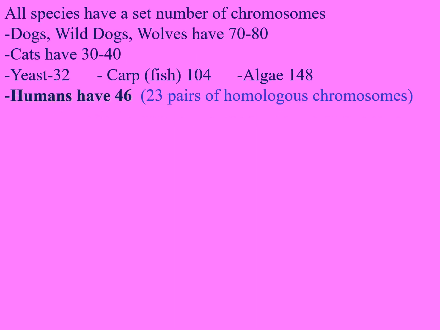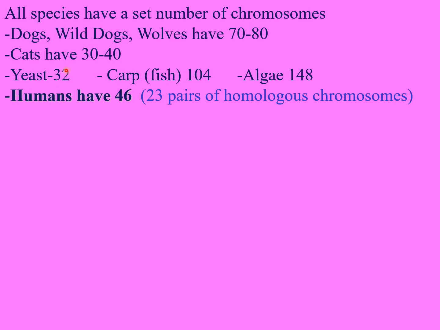Okay, so without going into too much detail here, every species has a set number of chromosomes for the majority of the cells in its body. As I said, most species can be thought of as having a set number of chromosomes. So for instance, dogs or wild dogs, like coyotes or hyenas, wolves, typically have somewhere around 70 to 80 chromosomes per body cell. Cats, on the other hand, have usually somewhere in the range of 30 to 40. And by cats, I mean anything from lions to your typical house cat.